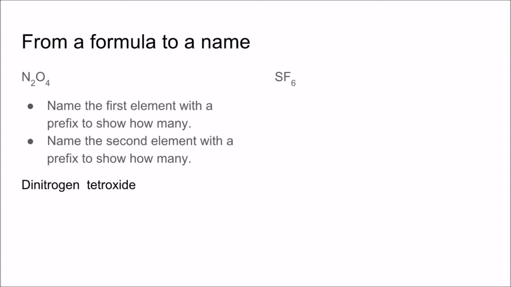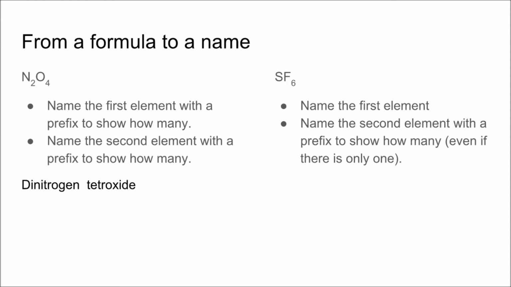Now let's do it again with SF6. We're going to name the first element, and then we're going to name the second element with a prefix to show how many there are, even if there's only one. Here there are 6, so it's sulfur hexafluoride. And that's a really cool gas. But notice it's not mono sulfur hexafluoride. We know no mono on the first one because there's only one.